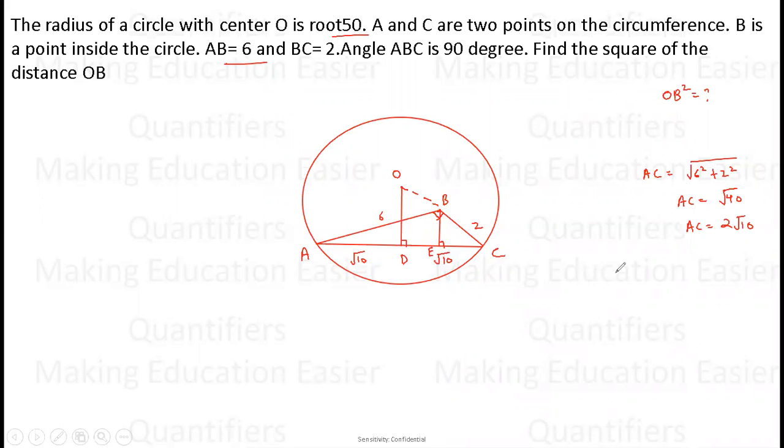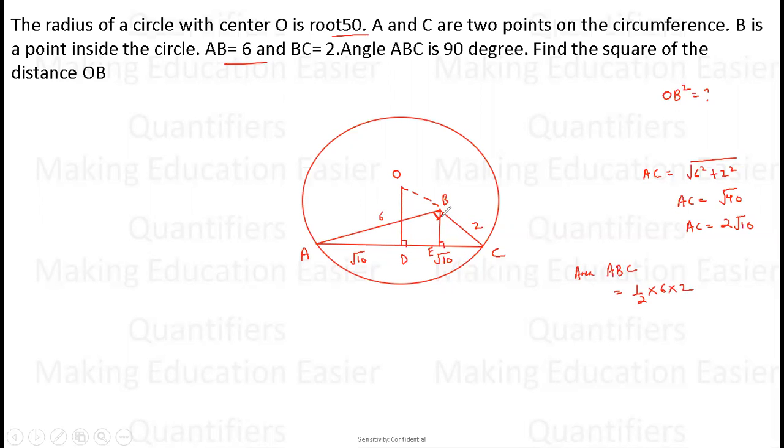So students, please focus on the triangle ABC. Now what will be the area of ABC? Area of ABC using this 90 degree. अगर हम इस 90 degree को use करें, so we can say that area of ABC will be equal to half into 6 into 2. I hope ये सबको clear है.